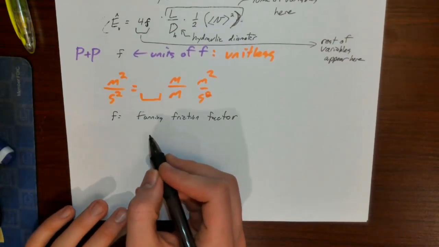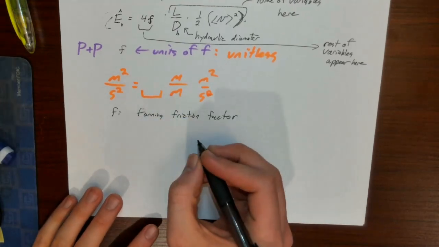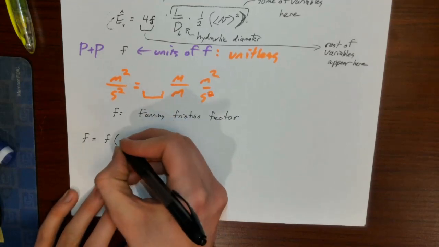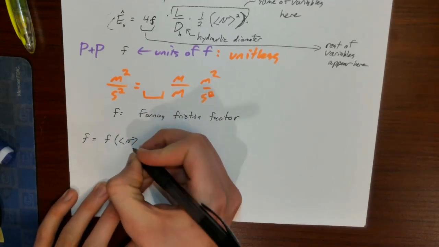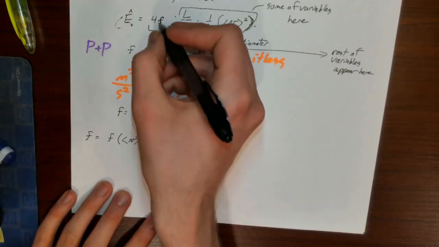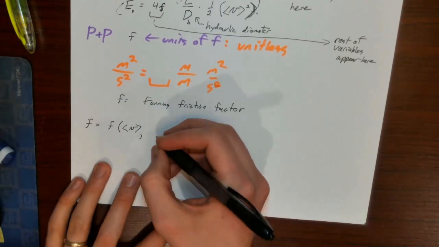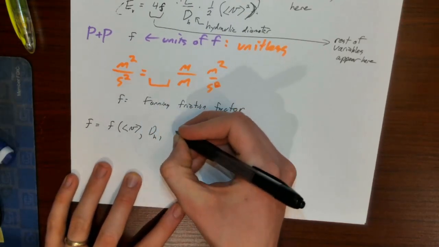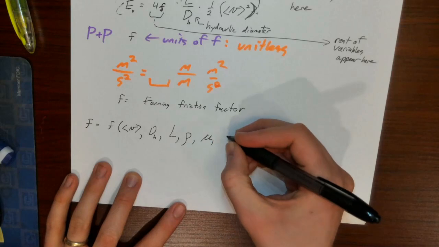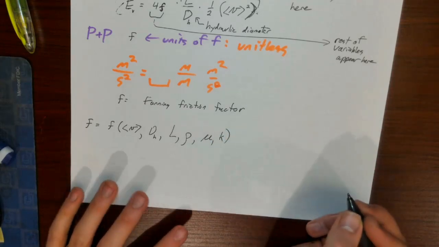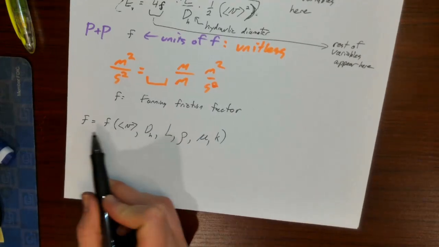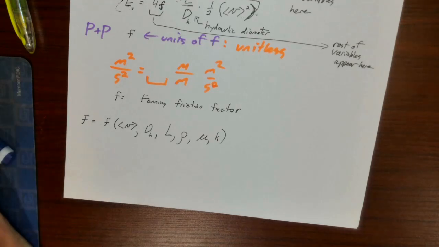So this Fanning friction factor is going to be a function of a bunch of stuff. It turns out to be a function of velocity. Even though velocity already shows up in viscous losses, the f also secretly depends on average velocity as well. Hydraulic diameter, length, density, viscosity, and potentially the roughness as well. All right, so let's start exploring a little bit what the forms of this little f function might be.